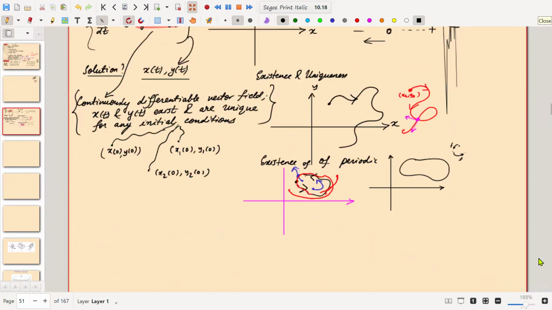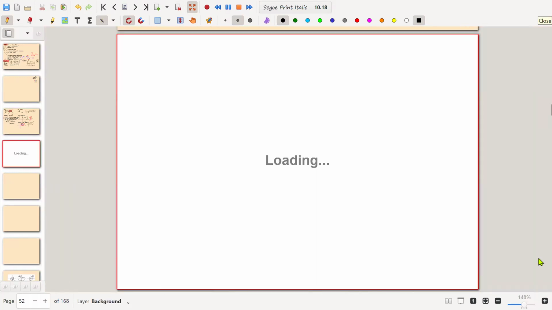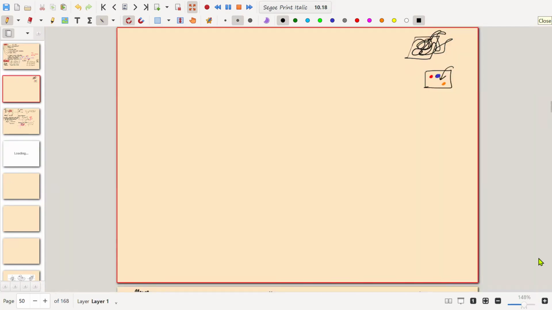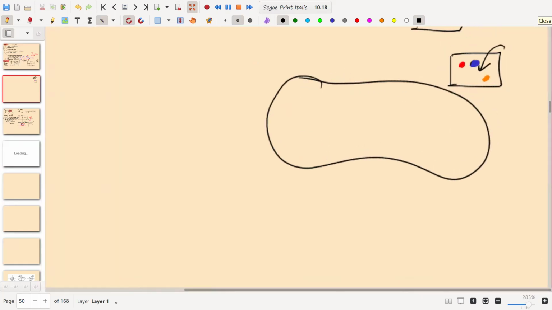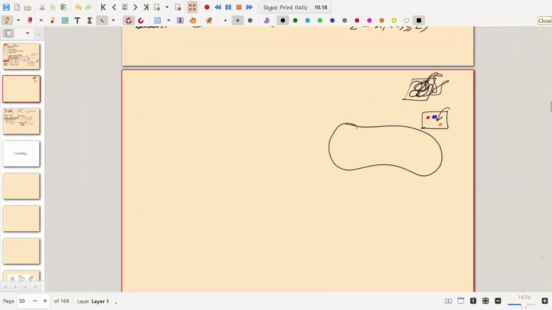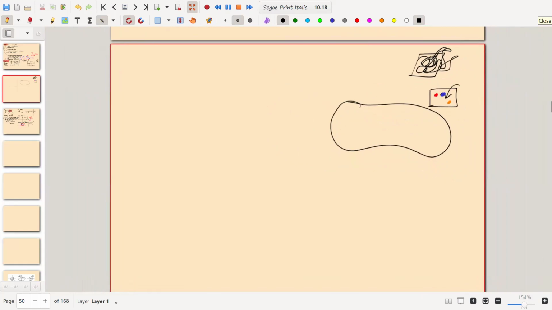I think I have to draw in a separate one. Let's redraw. Anyway, we can draw it here. So you have this structure over here, right? It's behaving a bit weirdly, right?